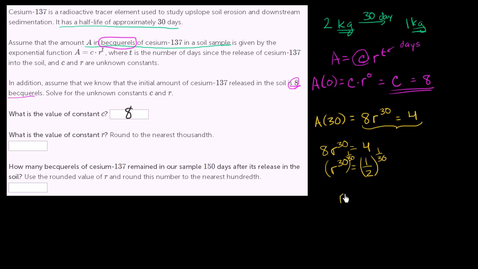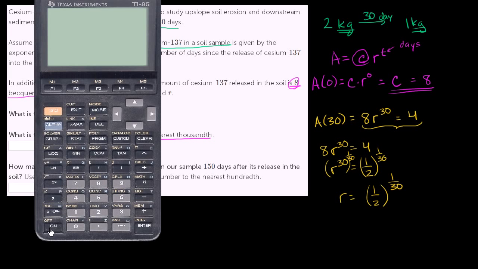That's just going to give us r is equal to 1/2 to the 1/30th power. And that is something that's very hard to compute in your head, so I suggest you use a calculator for that. And they hint, because we're going to round to the nearest thousandth. So let's get a calculator right out.